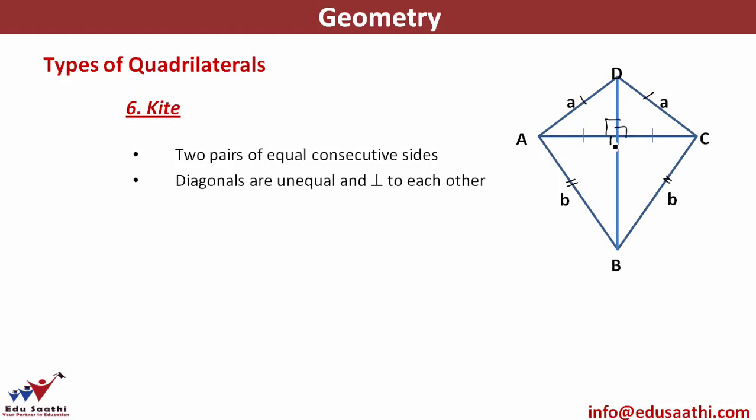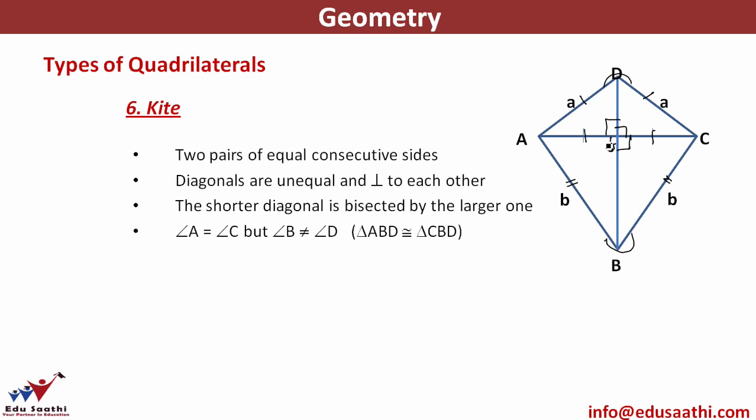It's like a case of rhombus only. In case of rhombus, all the sides are equal. In case of kite, only adjacent sides. This pair and this pair is equal. This A and B will not be turning out to be equal. However, the diagonals are perpendicular to each other. The diagonals do not bisect, only the shorter diagonal is bisected by the longer one. So the longer diagonal is not bisected at the point of intersection, but the shorter one is bisected.